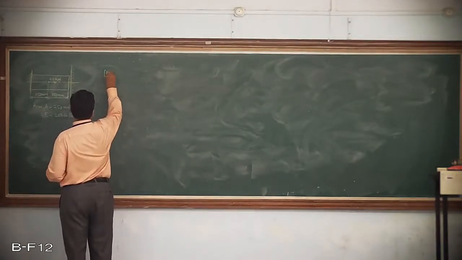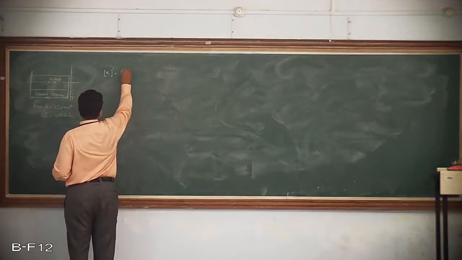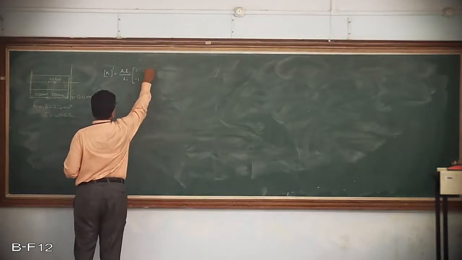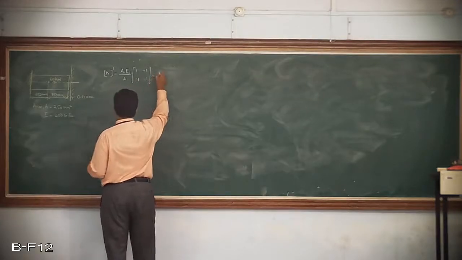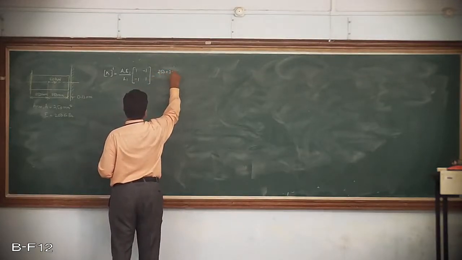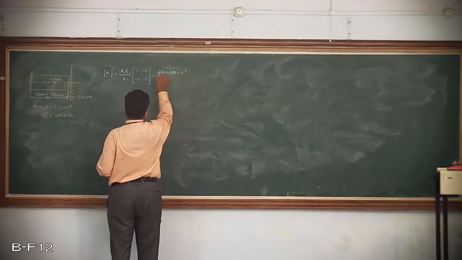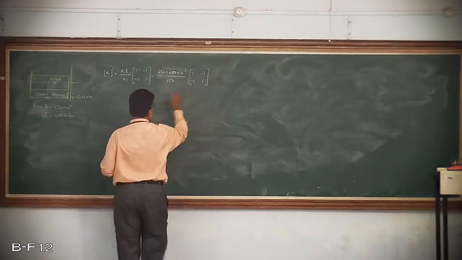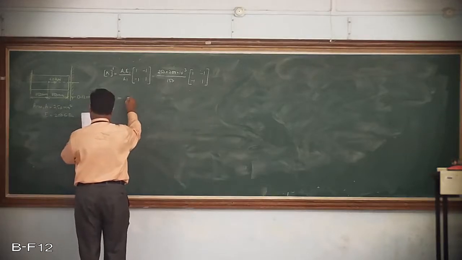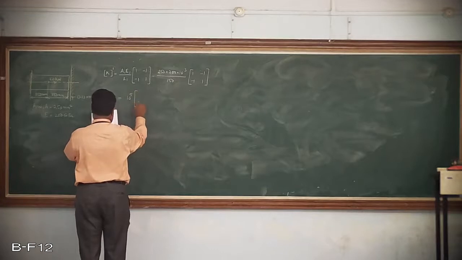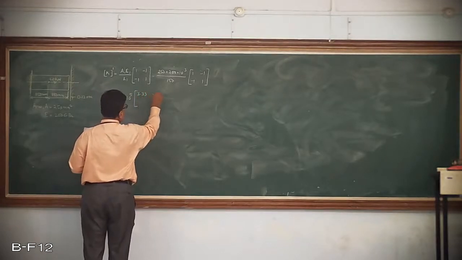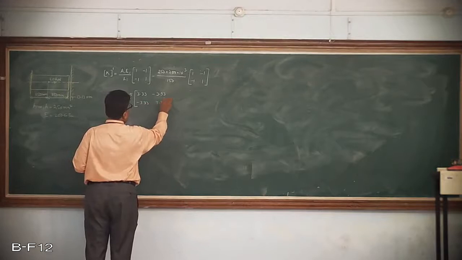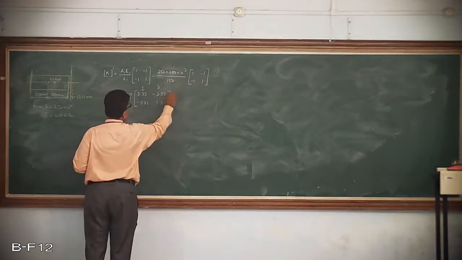So let me consider first the element stiffness matrix, that is A1 E1 upon L1 into bracket 1 minus 1, minus 1 1. This I want to first find out. Area being 250, this being 200 into 10 raised to 3 Newton per millimeter square, and this being 150. This is 1 minus 1, minus 1 1. This will directly give me 10 raised to 5 into bracket 3.33, minus 3.33, minus 3.33, and 3.33. This is for the first element, and obviously this is again 1 and 2, 1 and 2.